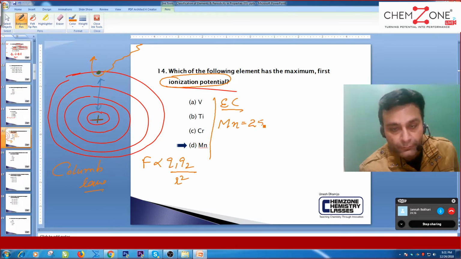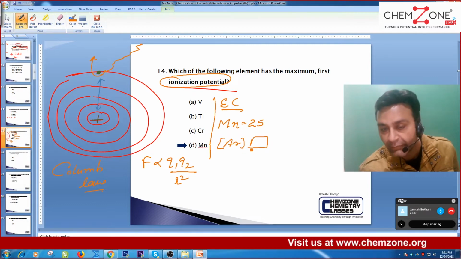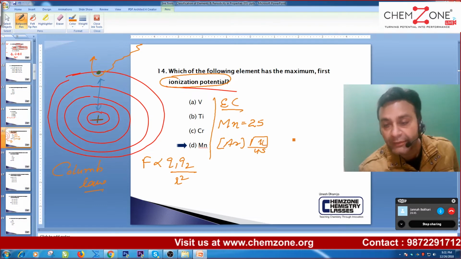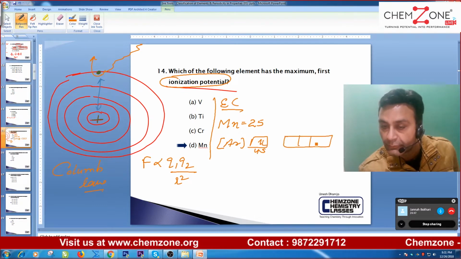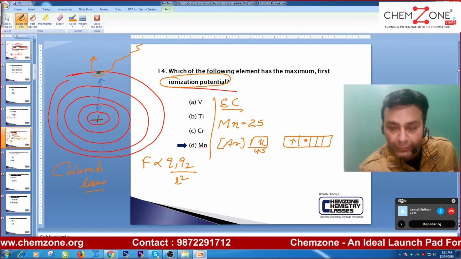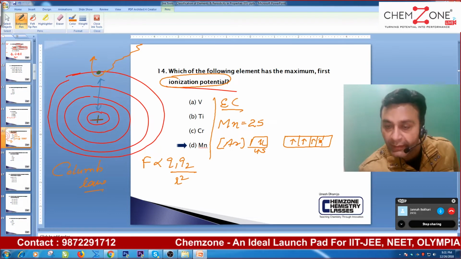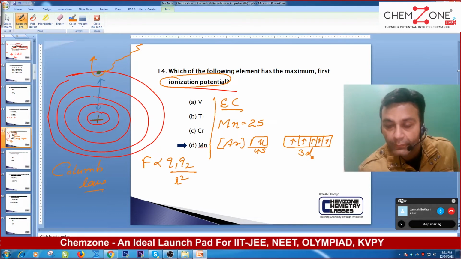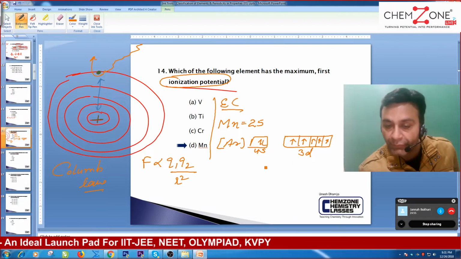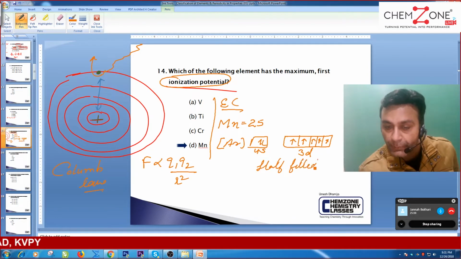Looking at it, it's 25. If you write the electronic configuration, it's argon complete, and then we have 4s2 and 3d5. In that case, you find here that they have a half-filled electronic configuration.